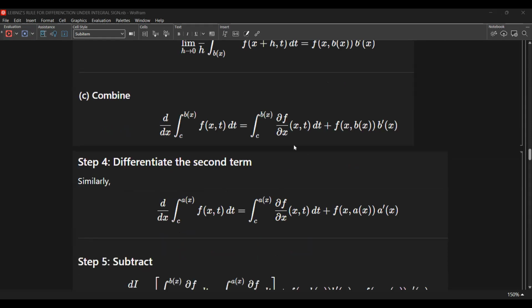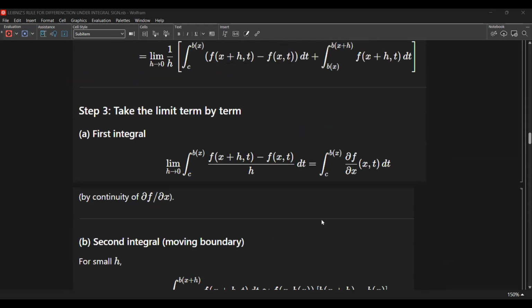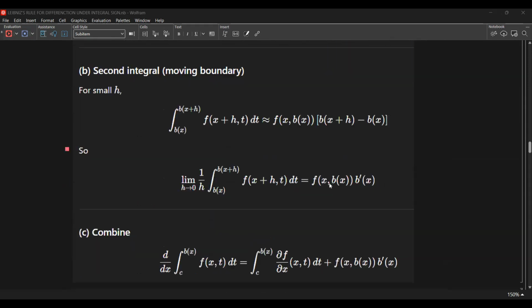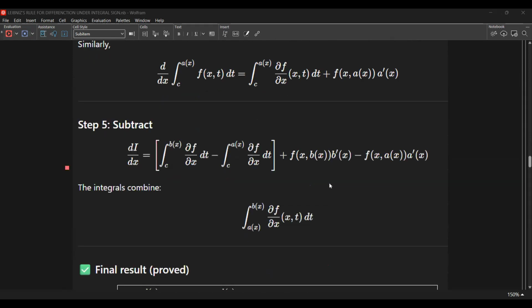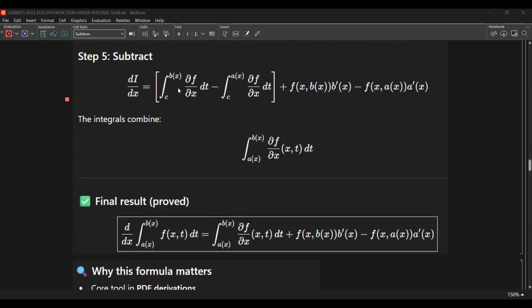Then similarly, we can also do this for the integral from c to a of x. We can use a similar formula here. So this is where we have this first term, and we have the second term here. So that is what we do here. So the final result here: let's combine this. If we consider this the area, let's combine this.